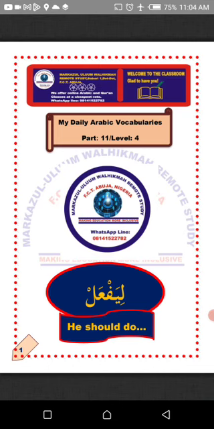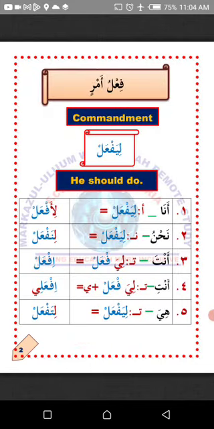We are going to learn from this lesson how to change the Arabic verb liyaf'al to suit some certain pronouns in Arabic. Fi'lu amr, commandment. We are going to learn how to instruct others to do something in Arabic using different forms of verbs. The question is, how do we change the verb liyaf'al to suit the pronouns below?